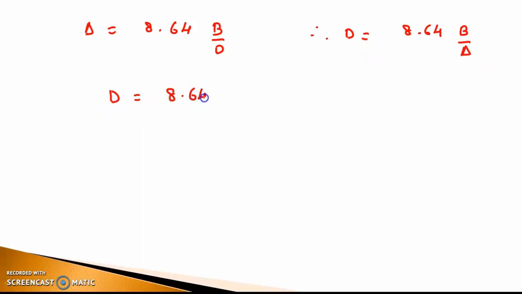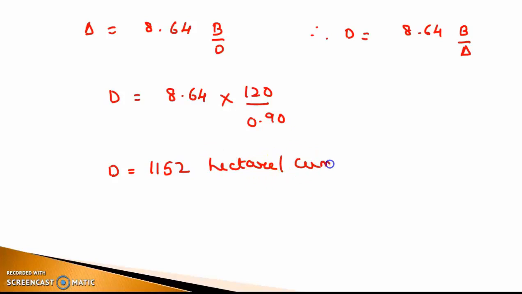The equation is delta is equal to 8.64 B by D. Here we need to find D. Therefore, D is equal to 8.64 B by delta. Substituting the values of base period and delta which are given in the question, we'll get duty is equal to 8.64 into base period 120 days and delta is 0.90 meters. So we'll get duty is equal to 1152 hectare per cubic. And this is the final answer.